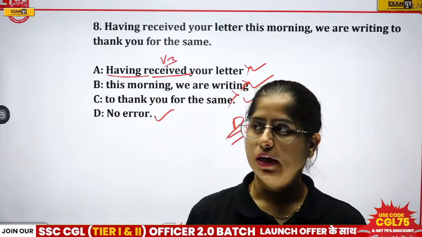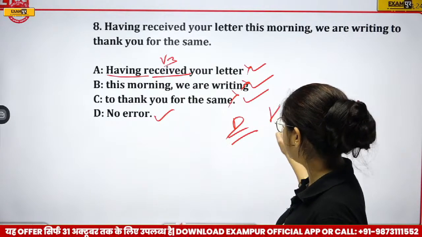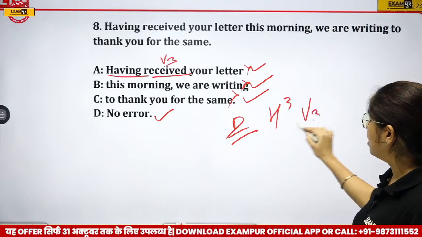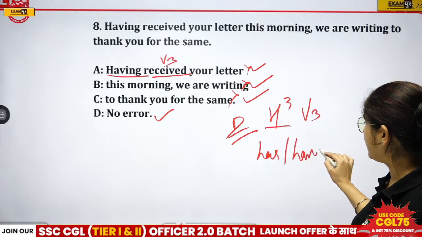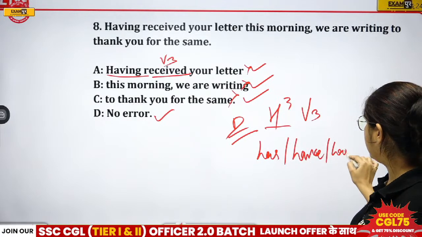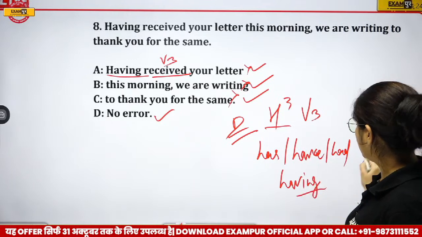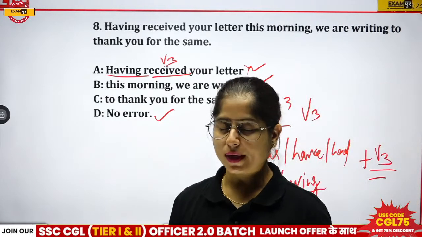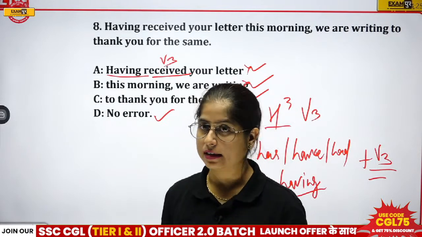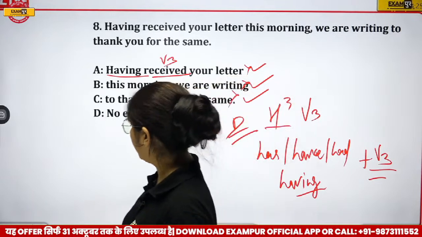Having received, with have form. Always remember, I've told you this concept of V3: with has, have, had, and for that matter including having also, you have to use V3 form. Right? V3 with having, have, has, had, if they are used as helping verbs. Okay, so there is no error.